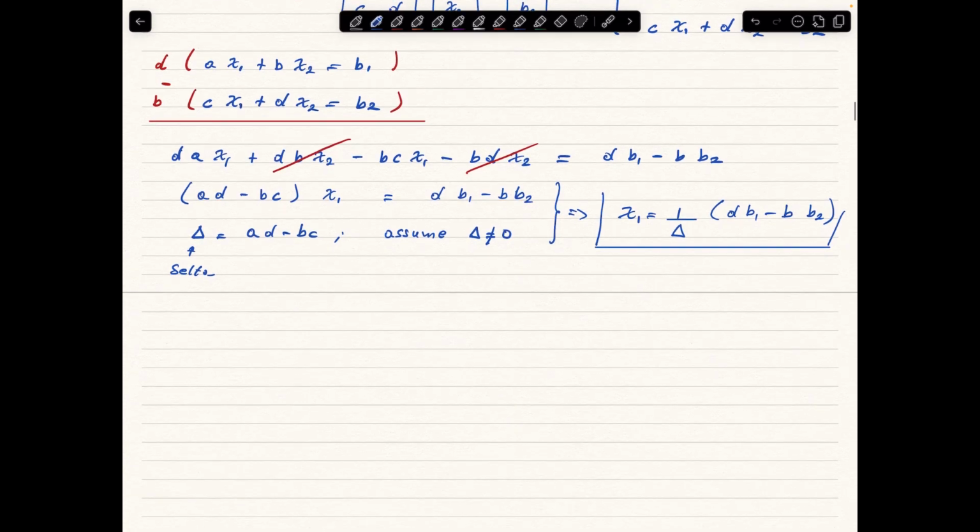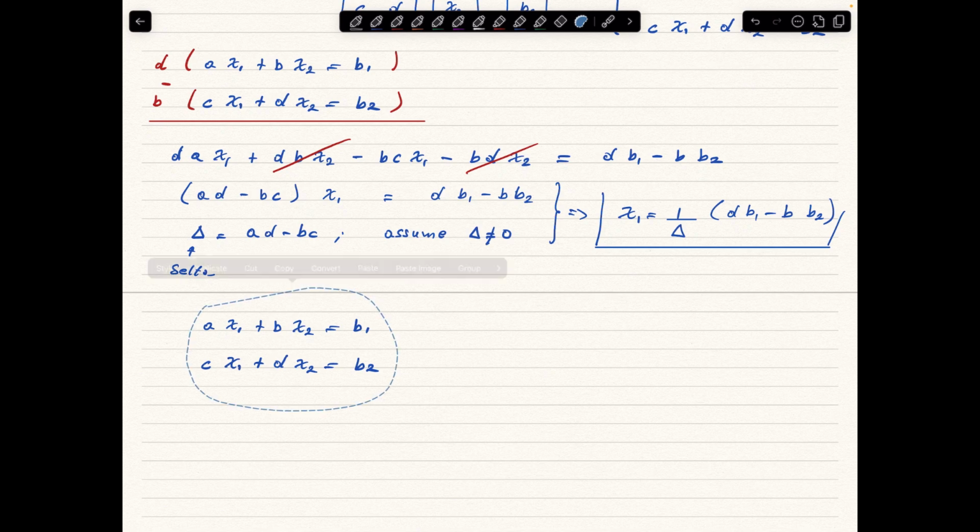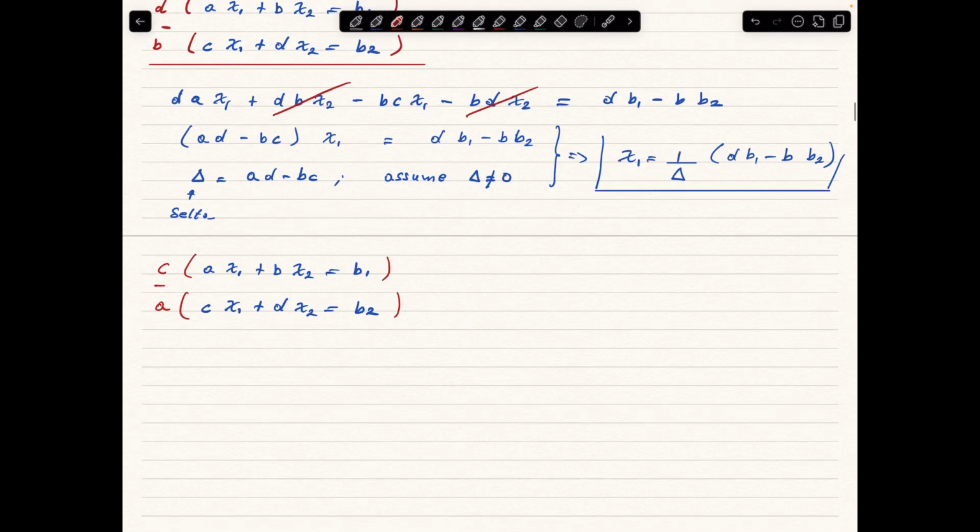How do we compute the second component? Well, in a very similar way. We start with the system of equations right here, but now instead of the multiplication we did above, we do multiplications so that x1 cancels out. That means we need to multiply by c the first equation and by a the second and subtract. So let's do it. Let's multiply by c the first equation, by a the second equation, and subtract. What do we get?